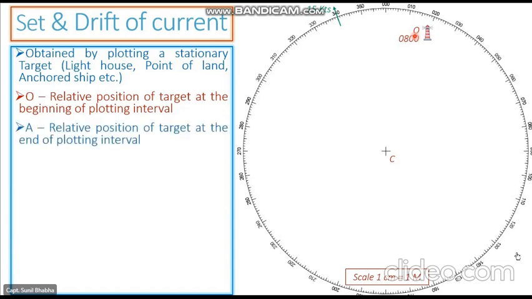Now after a certain time, after our plotting interval, the lighthouse was again observed. And this time the lighthouse is at this relative position. This is the bearing of the lighthouse, and Charlie to lighthouse represents the range. This observation is taken at 0812 hours.